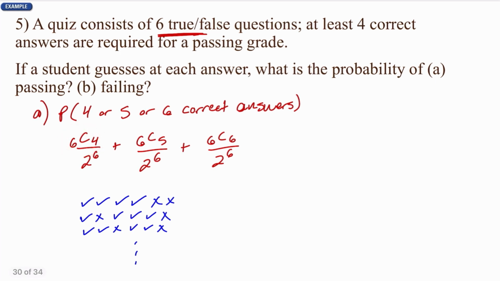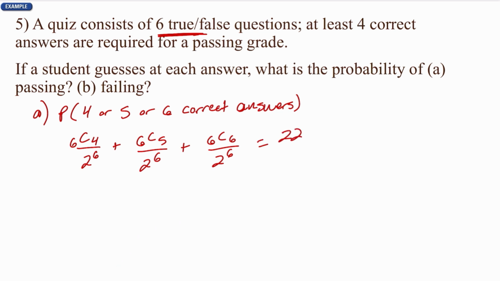So which 4 questions are you getting right? Are you getting numbers 1 through 4 right? Or are you getting number 1 and then number 3 and then number 4 and number 5 right? And so on. Hopefully that makes sense. So when you add all that up, you're going to get 22 out of 64.